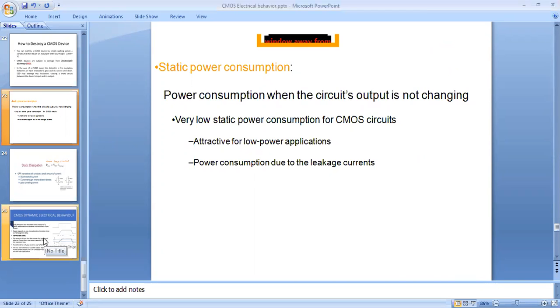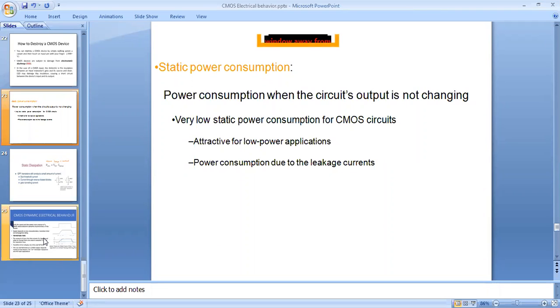After that we go to CMOS dynamic state electrical behavior. What is dynamic state electrical behavior, and what is the difference? In the first classes I already told you the definition. What is the steady state behavior and what is the dynamic state behavior? What is the other name for steady state behavior? Steady state behavior is also called DC analysis. Dynamic state behavior is also called AC analysis.